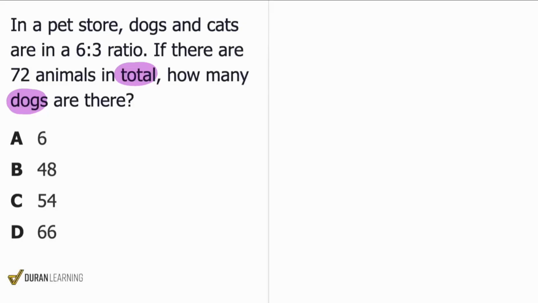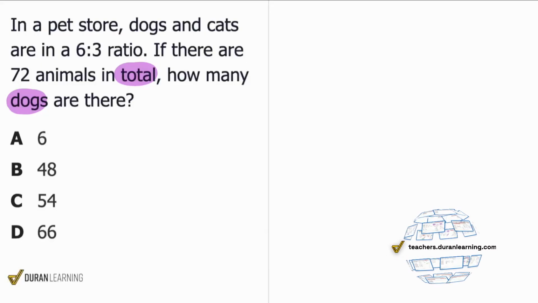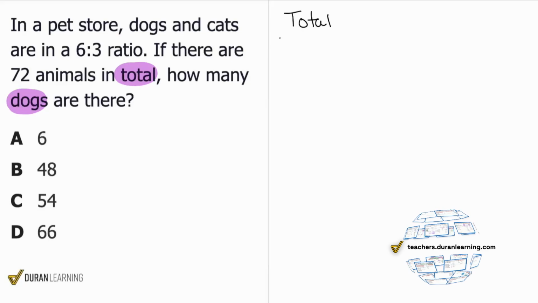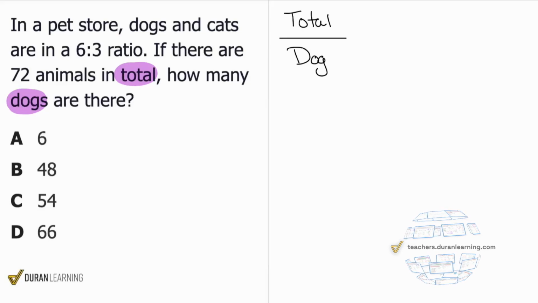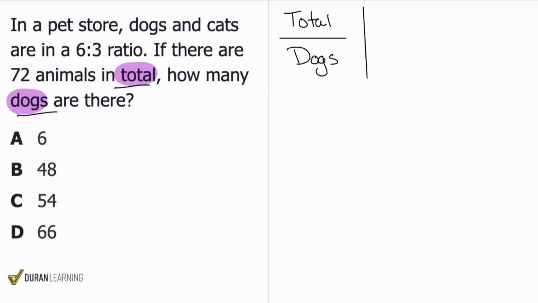That's going to be imperative. This is 100% important, because it's going to allow us to get the correct answer in as minimal steps as possible and as little time as possible. So first, I'm going to write the comparison. We are comparing the total number of animals to the number of dogs. Because remember, when we're solving proportion word problems, it's always easiest to set up your proportion based on the question sentence. Total, dogs, perfect.